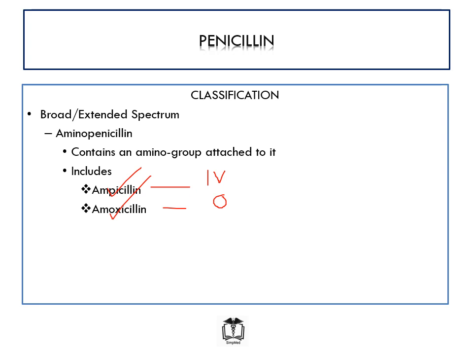One thing to note about the aminopenicillins is that they tend to be beta-lactamase sensitive. Although they are beta-lactamase sensitive, they tend to also have a wider spectrum of activity. So unlike the natural penicillins, aminopenicillins can cover a wide amount of bacteria, including gram-negative alongside gram-positive and spirochetes.